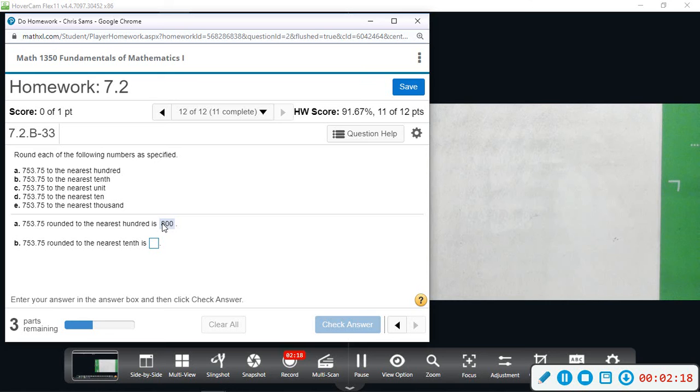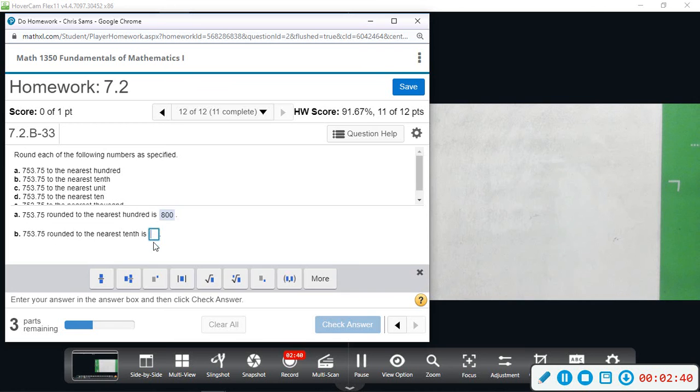B, we're going to round to the nearest 10th. So that would be the first place after the decimal. We look at the hundredths, it's 5 or more, so we would round that up to an 8. So whatever digit you round, everything else behind it goes to 0. Zeros after the decimal don't matter unless they are in front of a number. So 753.8.